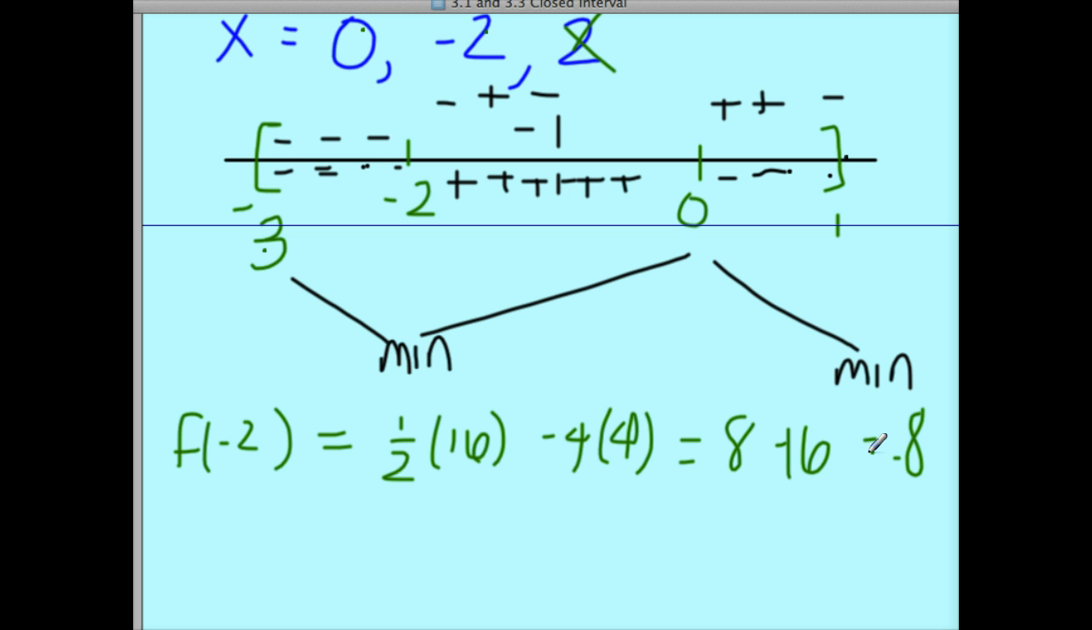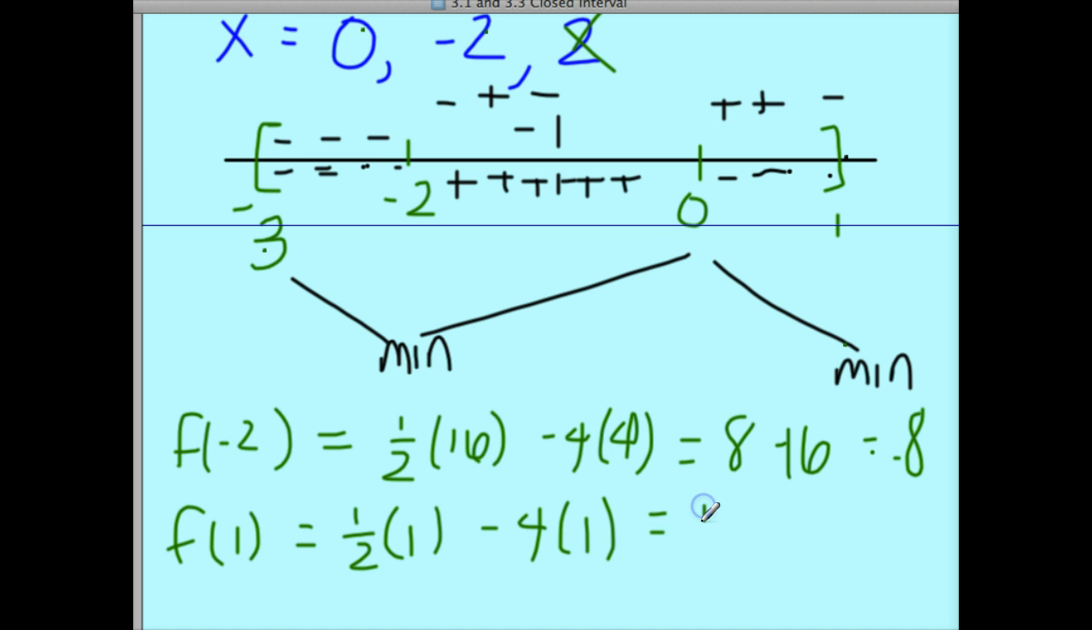Right? We also test out our minimum at f of 1. So f of 1 gives us 1/2 times 1 minus 4 times 1, and that gives us 1/2 minus 4, and that's equal to -7/2.